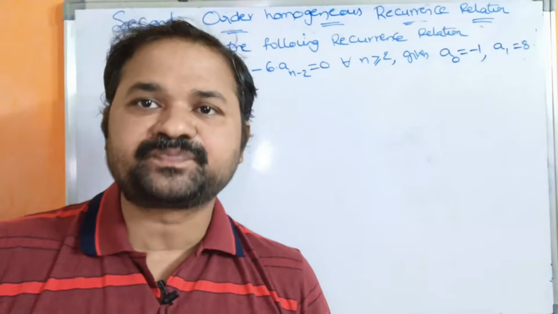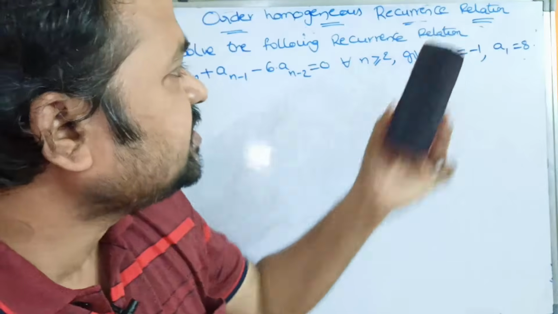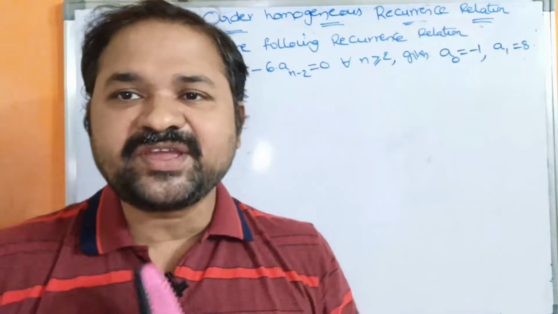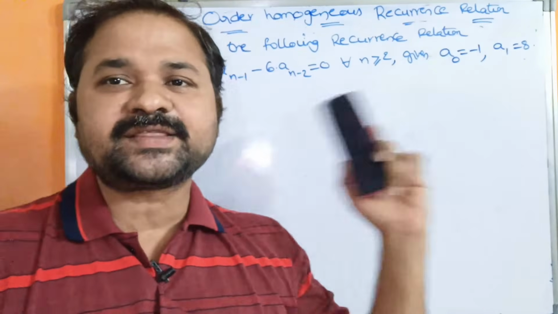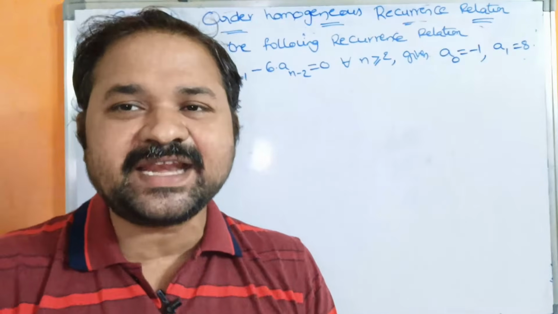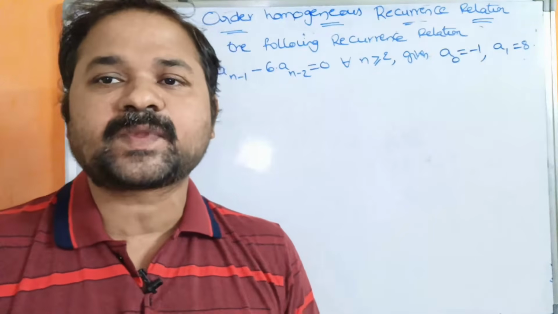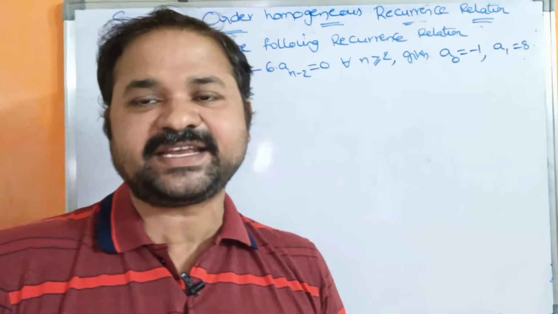In this video, we are going to discuss second order homogeneous recurrence relation. Totally, we are going to solve 4 examples in this video. Here the roots may be either real and distinct, real and equal, or imaginary roots. So totally we have 3 cases.